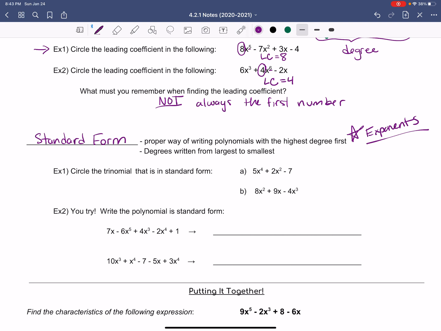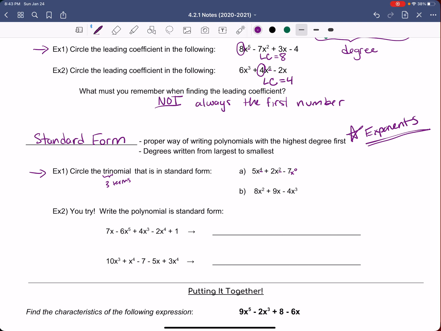So looking at our two options in example 1, we want to circle the trinomial. Trinomial just means a polynomial with 3 terms. We want to circle the polynomial that is in standard form. So let's look at our options here. In A, again, we're paying attention to these exponents. So in A, we have an exponent of 4, and then followed by an exponent of 2. And then this one doesn't have an exponent. There's a little invisible 0, because there isn't even a variable here.